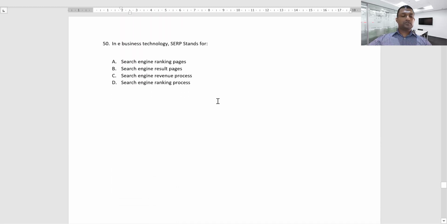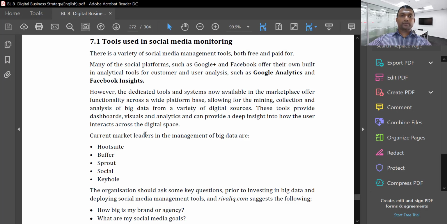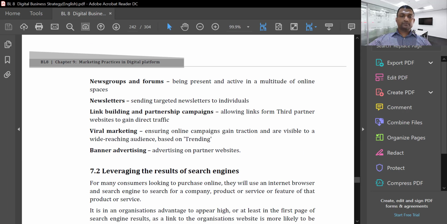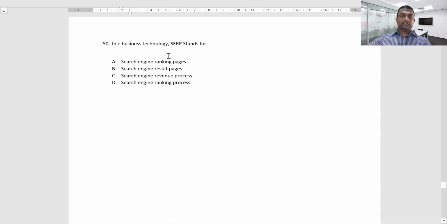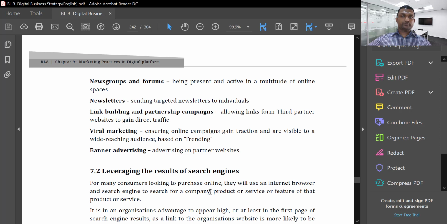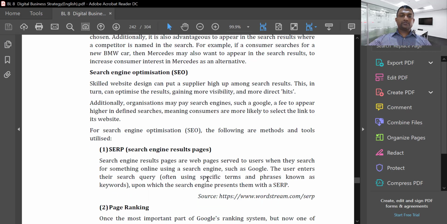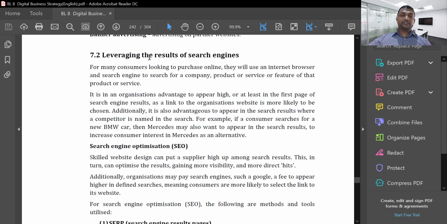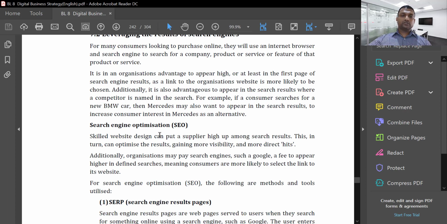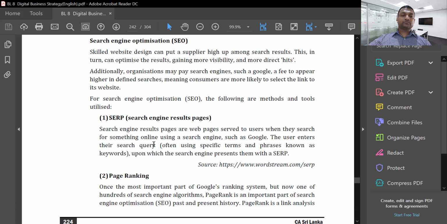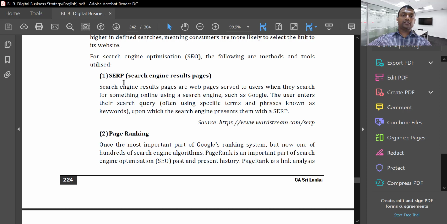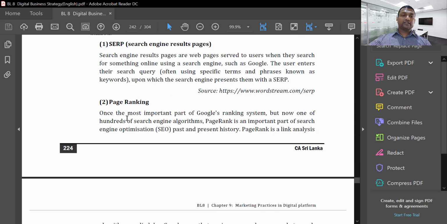Right. So now we are about to discuss the last question of this mock paper. So let's look at how this is explained. In e-business technology, SERP stands for. SERP stands for. So you can see under search engine optimization, leveraging the results of search engines, how to get search engines to work for our requirements. So under search engine optimization, there are two methods mentioned. One is SERP, which is search engine results pages. And the other thing is page ranking.